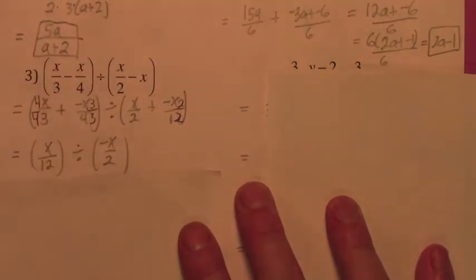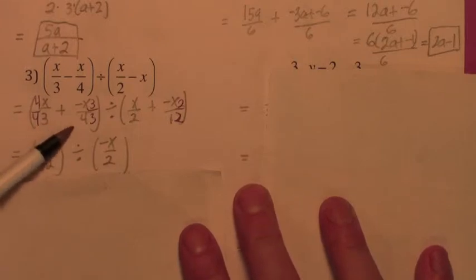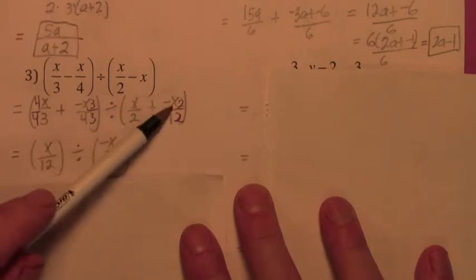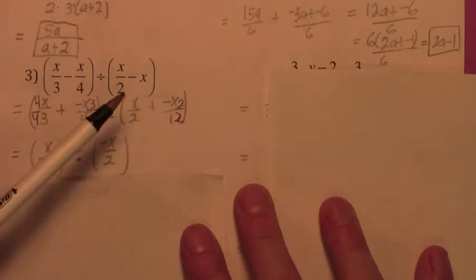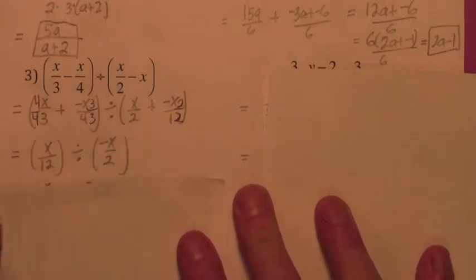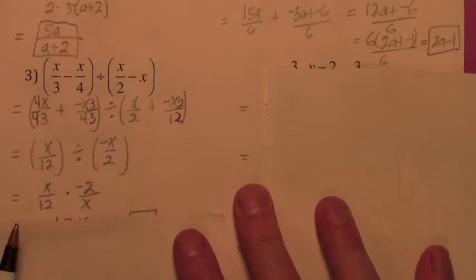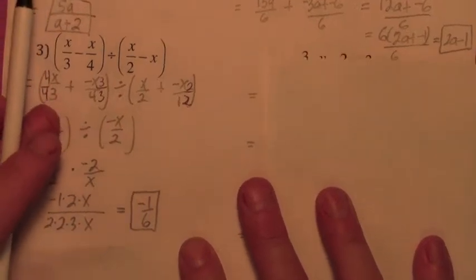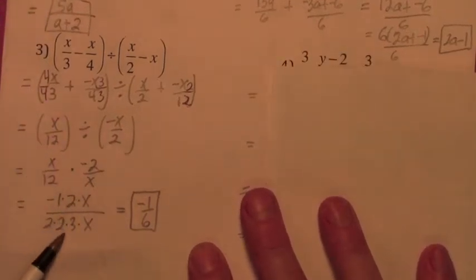So look at what we get. You get 4x over 12 plus negative 3x over 12. Isn't that just 1x over 12, right? Here you get x over 2 plus negative 2x over 2. Isn't that just negative x over 2? So now it becomes a lot simpler, doesn't it? Flip over the second one and factor, and it looks like the x's cancel. There's also a 2 that cancels. So what you have left on the top is a negative 1, and you have 2 times 3, so the answer is negative 1/6. That's right.